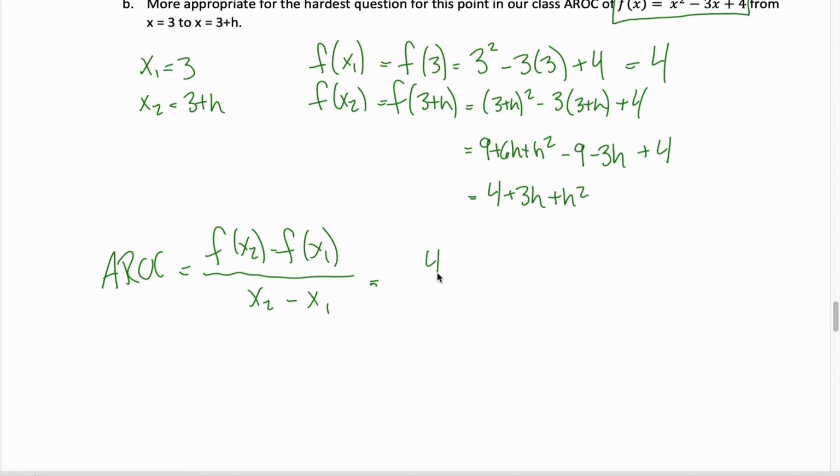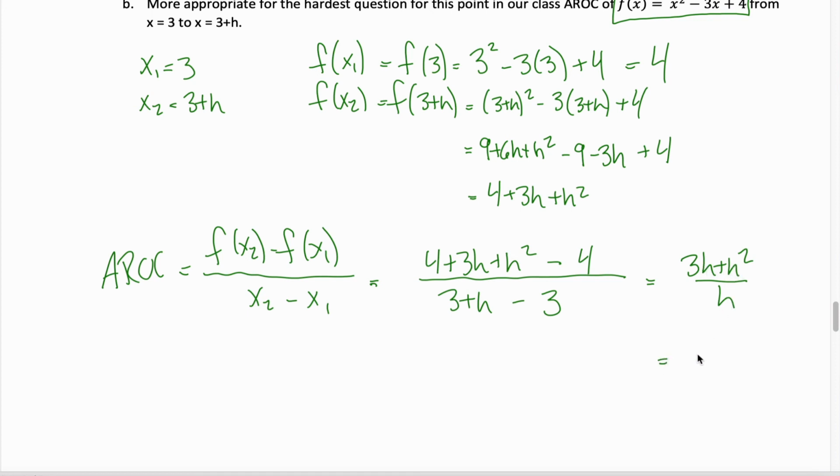f of x2 is 4 plus 3h plus h squared. From that, I want to subtract f of x1, which is 4. In the denominator, I have x2, which is 3 plus h, minus x1, which is 3. You'll note that these follow kind of a similar pattern every time. The 3 and the 3 in the denominator cancel, so I'm left with just an h. And each of the terms in the numerator that don't have an h in them cancel out also. So I have 3h plus h squared. I can cancel an h from each of my terms in the numerator with the h in the denominator, and I'm left with 3 plus h as my final answer.